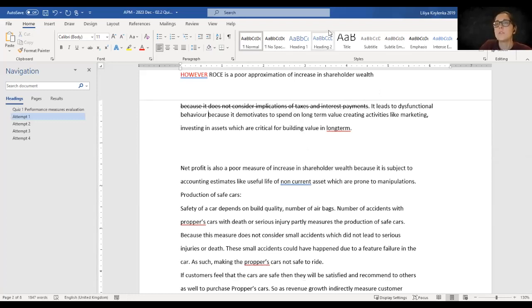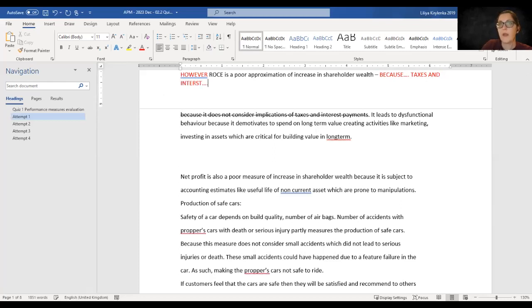So what I would do, I would say, however, return on capital employed is a poor approximation of an increase in shareholders' wealth, and poor approximation is, well, you can say that because of taxes and interest, and that can distort the results because the ratio of debt to equity is high. Yes, but you need to explain why it is.